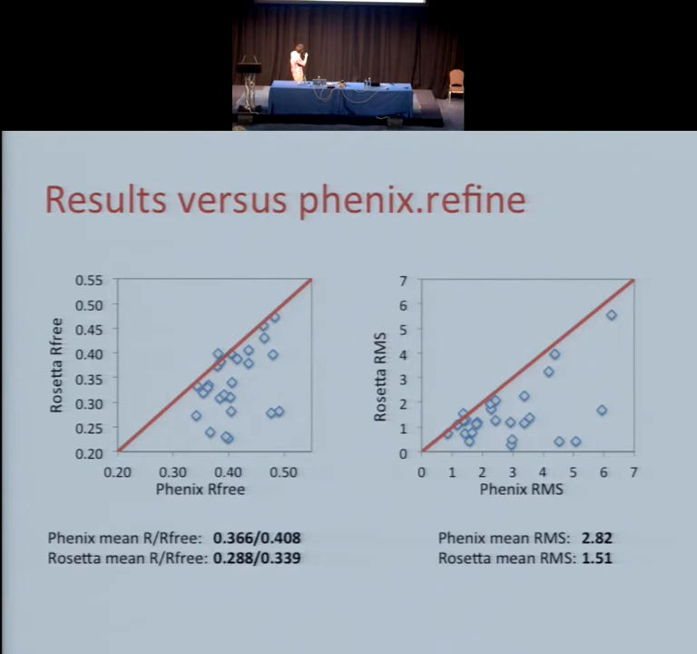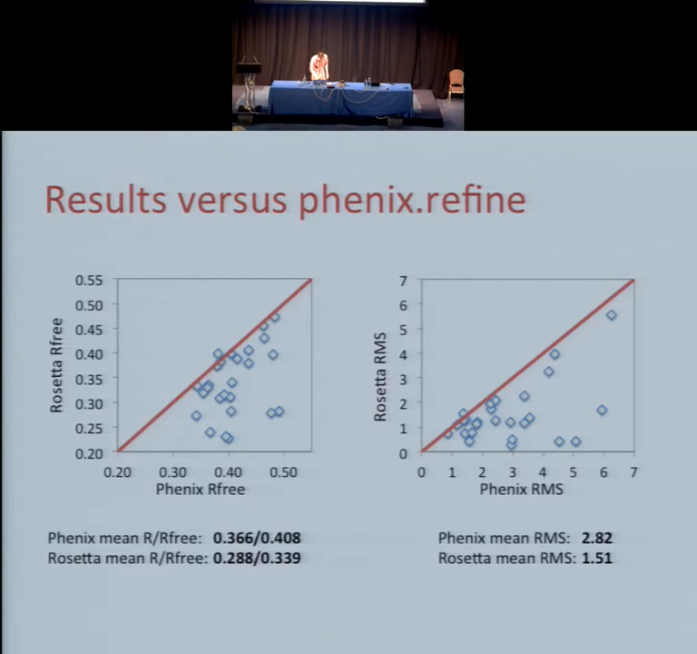The x-axis is the result on Phoenix in R-free and RMS, and the y-axis is Rosetta. So you can see there's a lot of cases on both plots along this diagonal. These are cases where down here both methods perform equally well. Up here, both methods are unable to capture this domain motion. But there's also quite a few cases down in this region where, by using Rosetta's force field and this combinatorial sidechain repacking, we're able to solve the structure where the standard refinement couldn't.